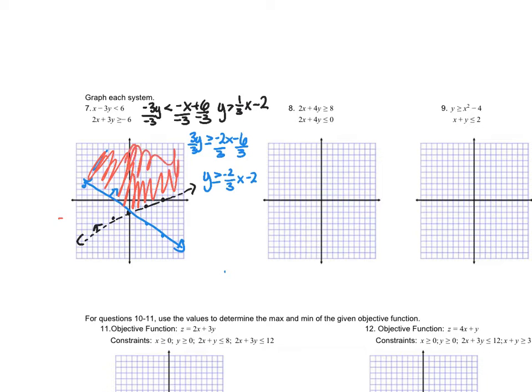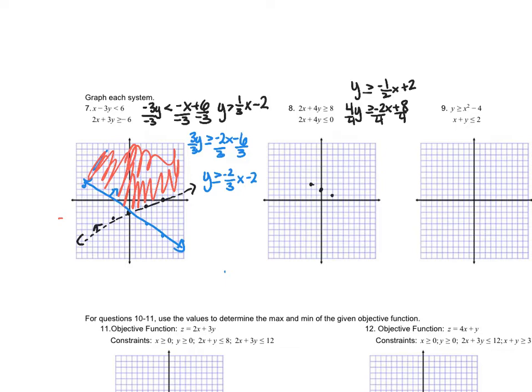The next one, we're going to go ahead and subtract that 2x. So 4y is greater than or equal to negative 2x plus 8. We divide everything by 4. We get y is greater than or equal to negative 1/2 x plus 2. So we're going to start at 2, go down 1 to the right 2. We can go up 1 and to the left 2. This is going to be a bold line.